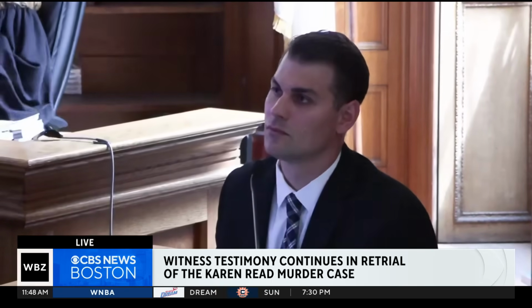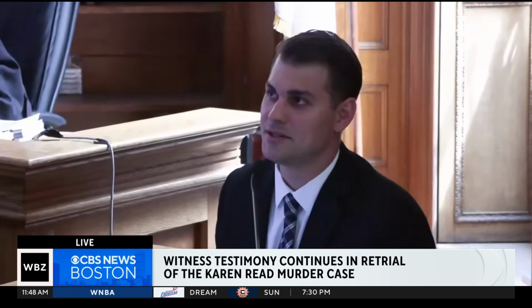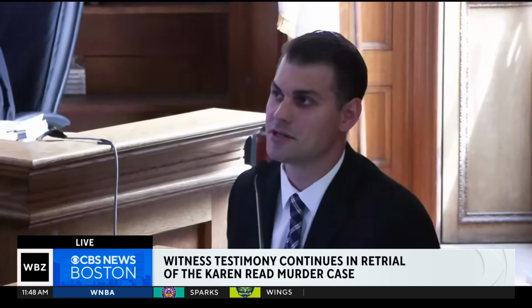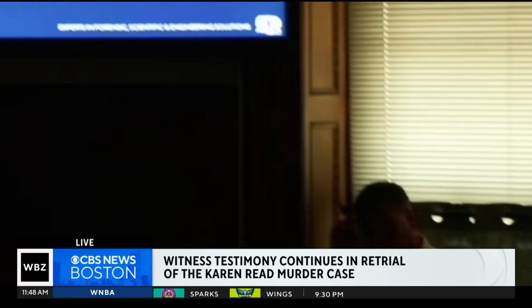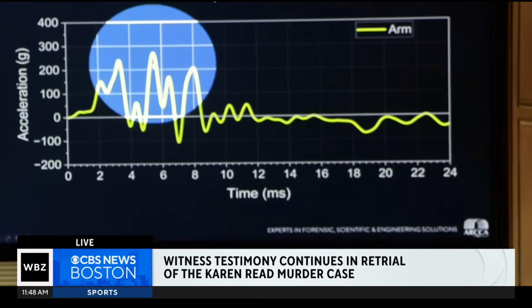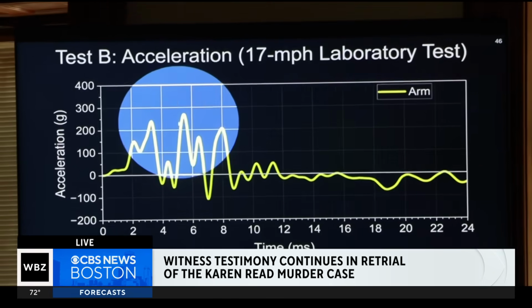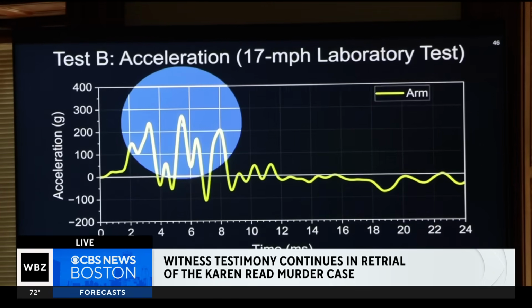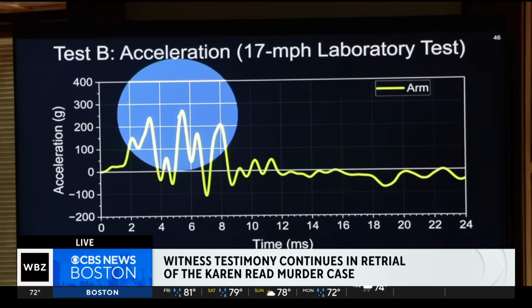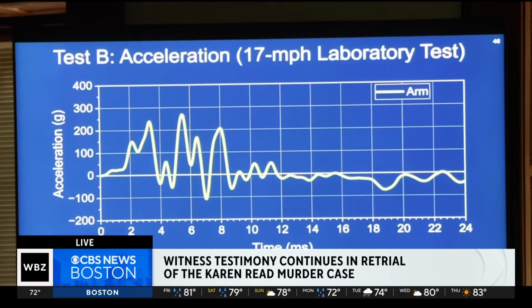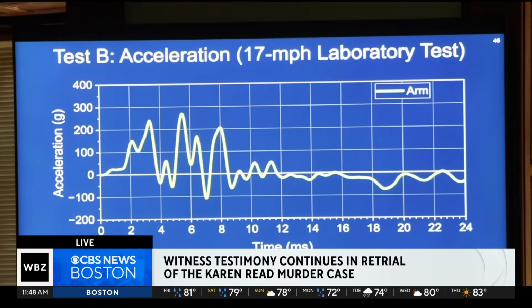What is this graph depicting? So going back to these terms that we've talked about, this is the acceleration trace of the 17-mile-an-hour impact test. And you can see that we reach a peak acceleration at around 5 milliseconds, and that's at about almost 270 Gs. You said 270 Gs? Correct. Or 217? 270. Thank you.